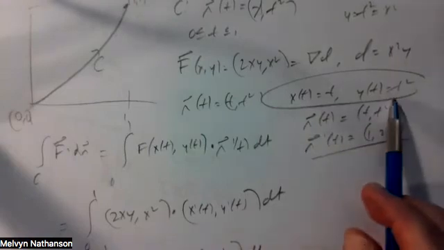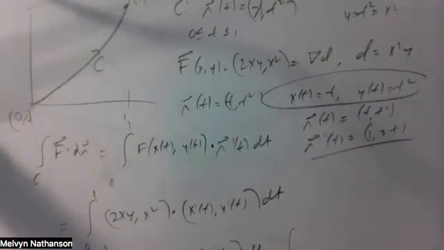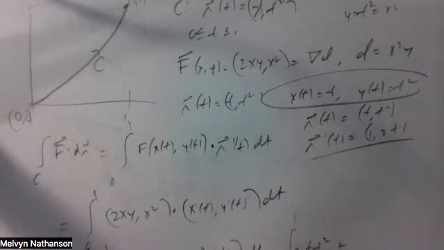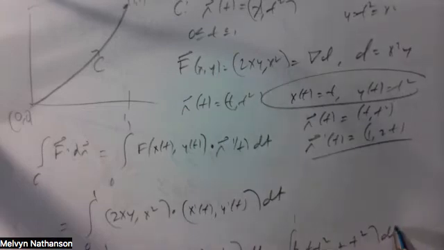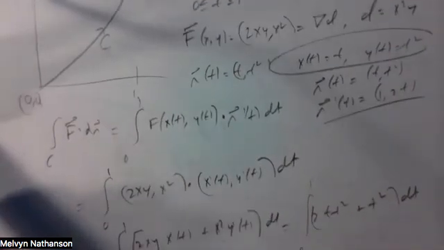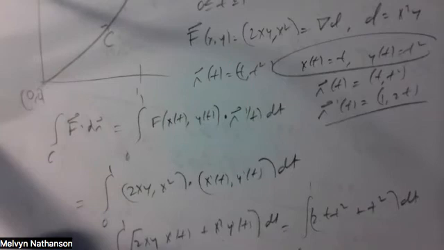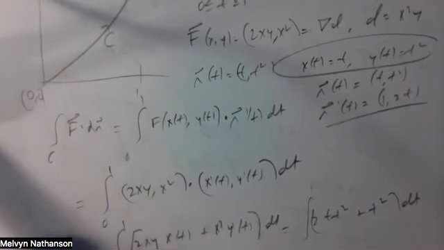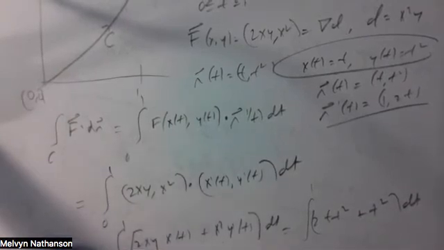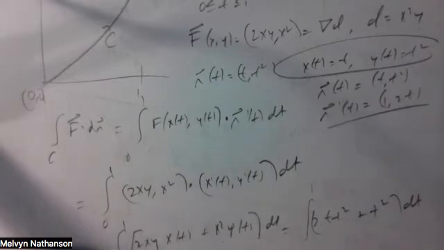X is t and y is t squared. So this is the integral from 0 to 1 of 2 times t squared, and x prime is 1, plus x squared, which is t squared, times y prime of t, which is 1, dt. So this looks like the integral from 0 to 1 of 2t cubed plus t squared dt.